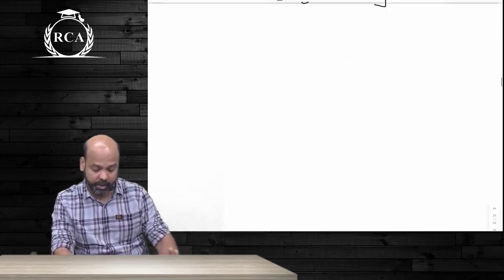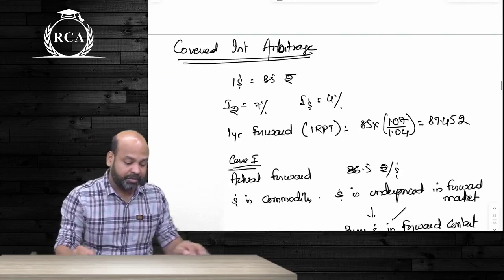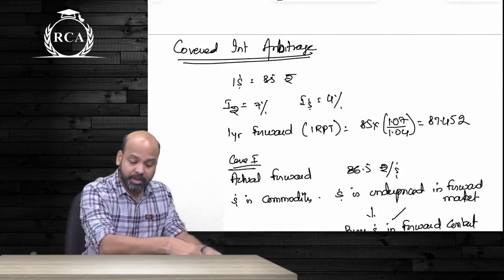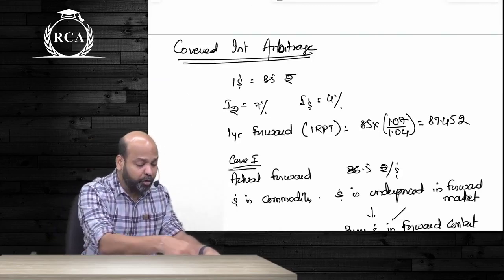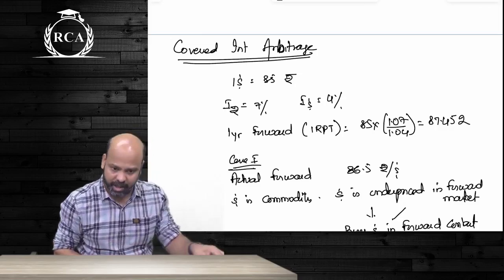Are we clear guys? After this, beta, we moved on to the concept. This is understood by everyone, right? We moved on to the concept of covered interest arbitrage.